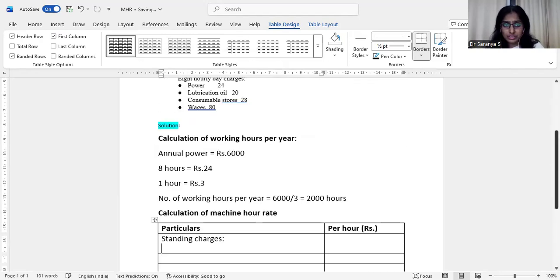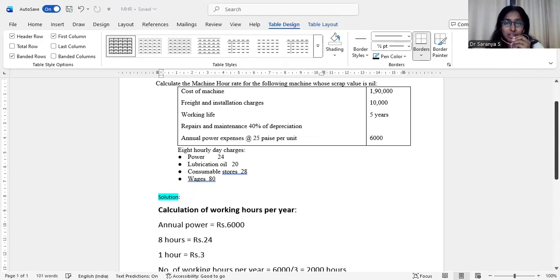Okay, so what is given in the question: cost of machinery, installation, working life, with the help of which we will be able to find out the depreciation. That is a variable item. Then we have repairs and maintenance. That is also a variable item, will come under running charges. Then we have power expenses. Power is also a variable. So depreciation, repairs, power are variable items. Now coming to the next point, 8 hourly day charges, we have power. That is a variable item, as I told you already. Lubrication oil, consumable stores, wages. All these three items are fixed charges.